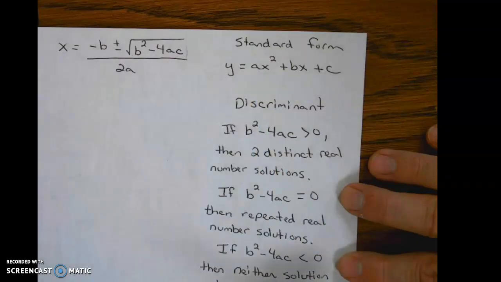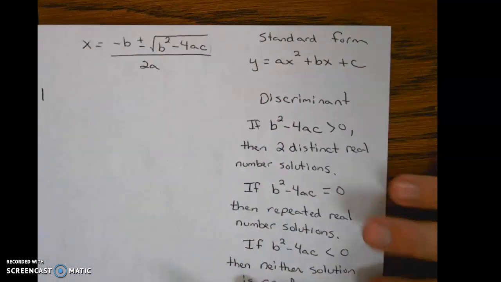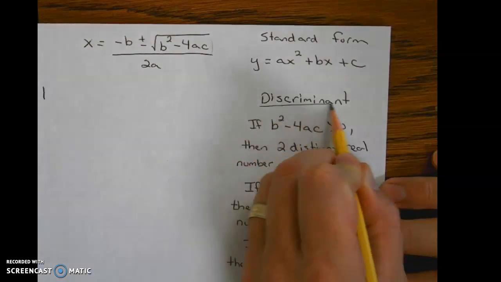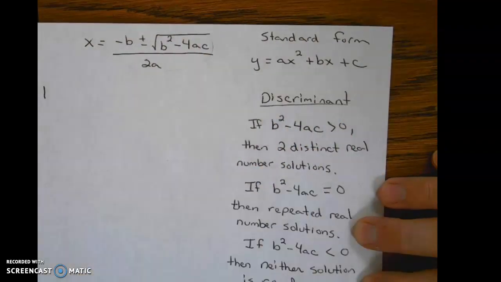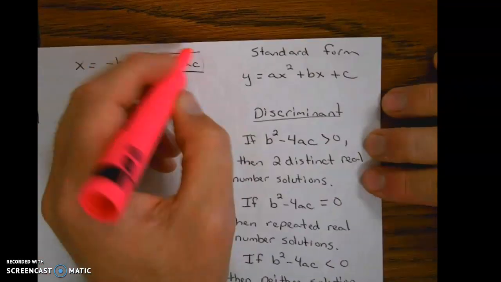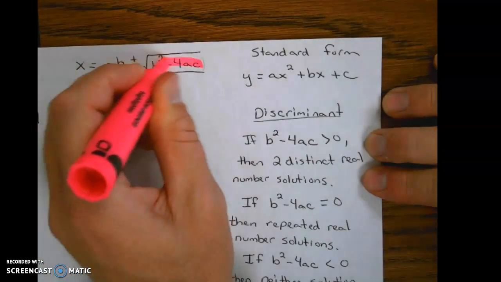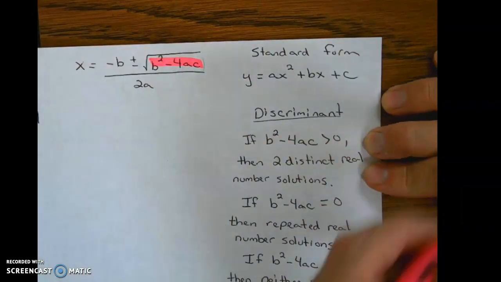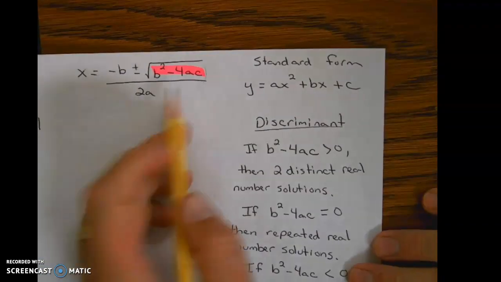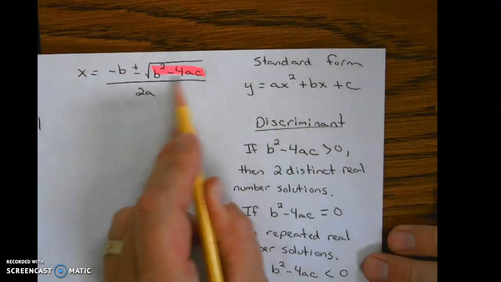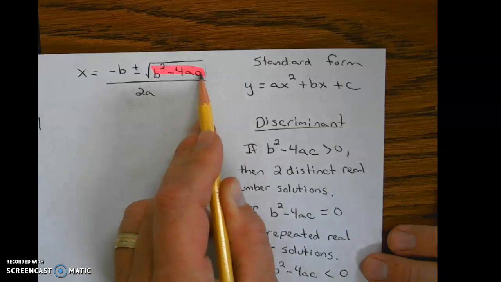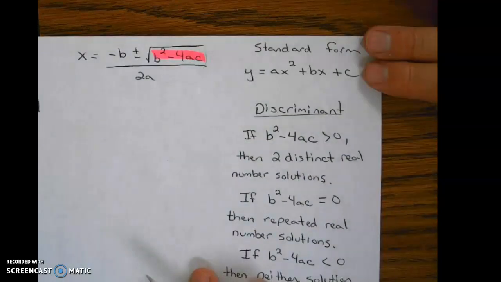Now, before you do that, what I would like you to do is use what's called the discriminant first before you solve. The discriminant is basically this portion underneath the radical. That's the discriminant. So before you do the entire formula, I want you to calculate this value under here first for all of your problems. So here are the rules.